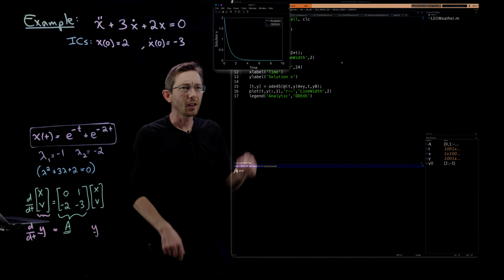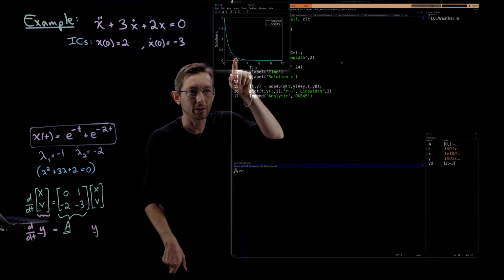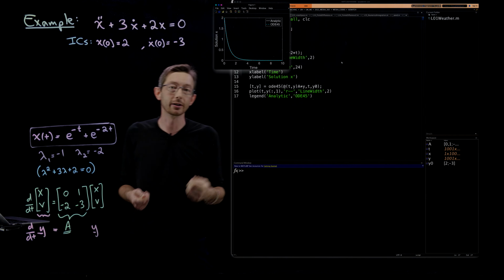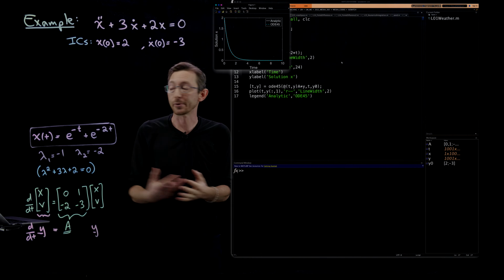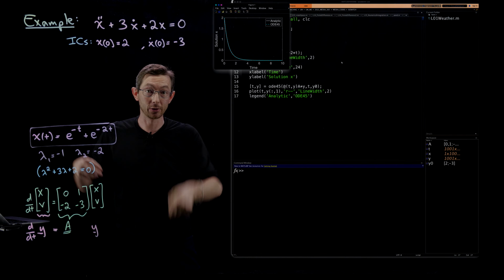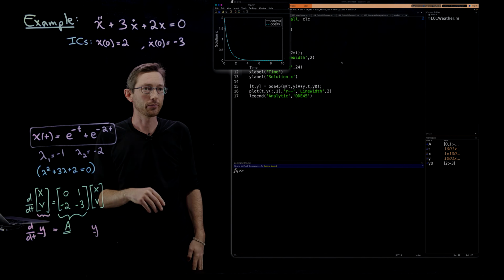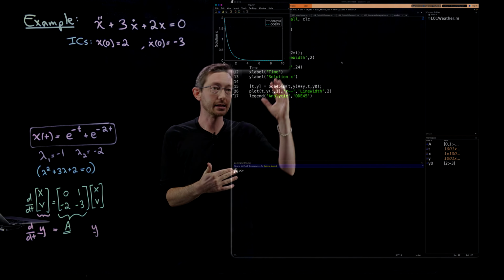Okay. And you can see the dashed line and the solid line, they're perfectly on top of each other, meaning that this ODE45 numerical integrator did a really good job of capturing the analytic solution that we derived from scratch with pencil and paper or on this light board. Okay, so really easy to work these things out.